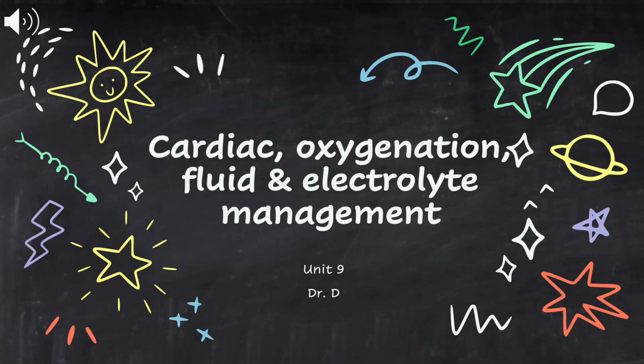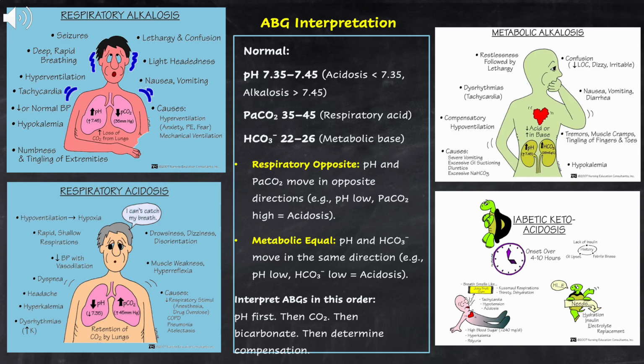Welcome to Unit 9, Cardiac, Oxygenation, Fluid, and Electrolyte Management. In this unit, we'll focus on acid-base interpretation, shock and dehydration, renal regulation, electrolyte imbalances, and IV therapy safety. These topics require step-by-step clinical reasoning and careful prioritization. Let's begin. Now let's review acid-base balance basics and ABG interpretation.